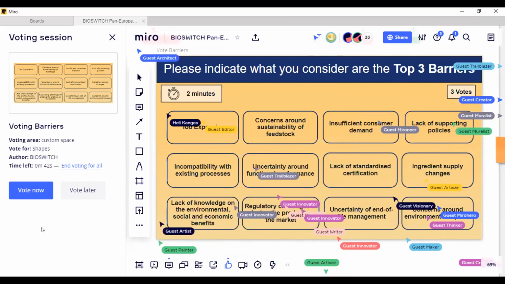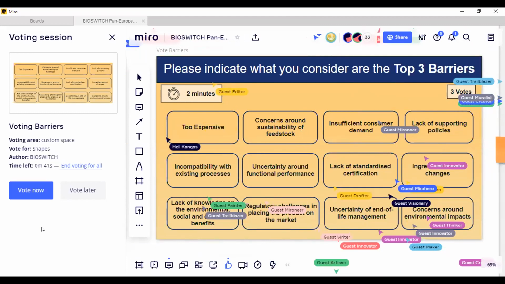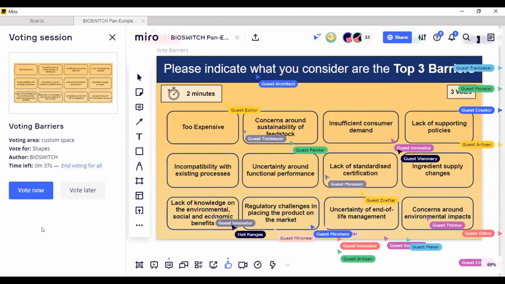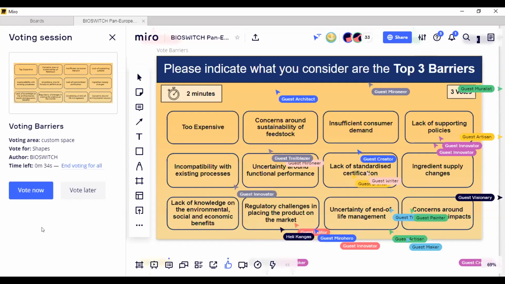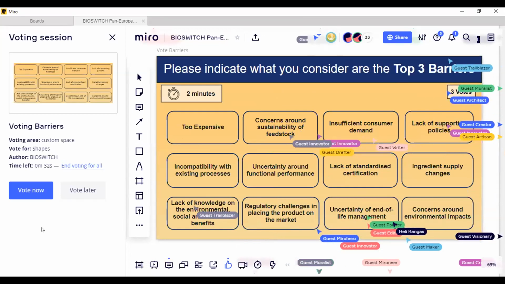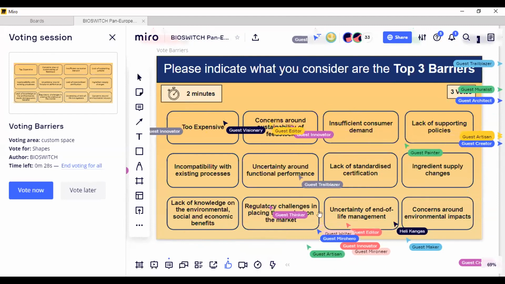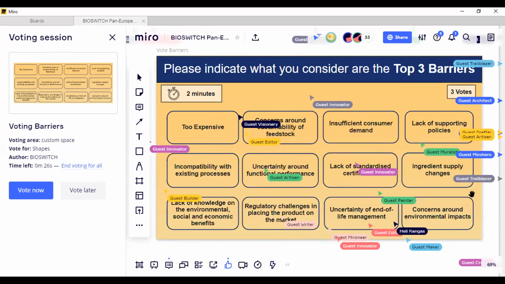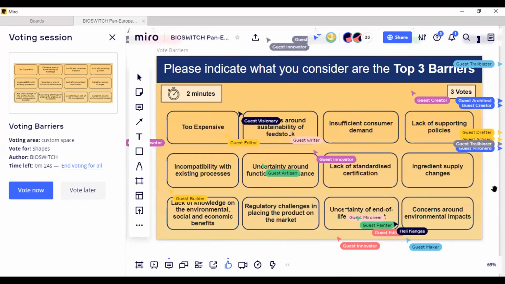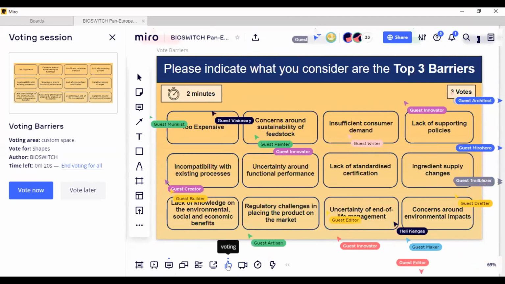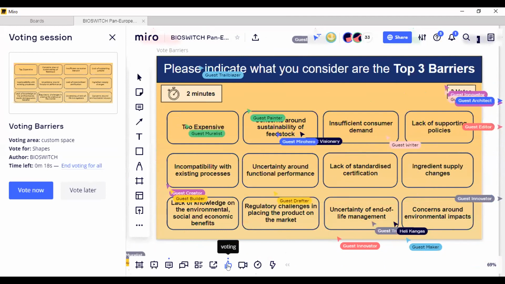Please indicate what you consider the top 3 barriers to bio-based uptake among brand owners. And again, if anyone has any issues with anything on the board, you can input it into the chat function in Zoom and we will pick up on that. Please activate the vote. The vote is being activated. If you press on the vote now that comes up on the left-hand side, or if you can see a thumbs up icon on the bottom, that will bring it up for you.